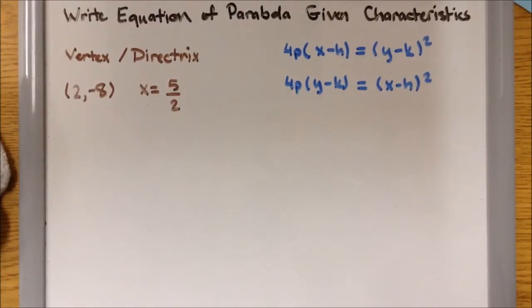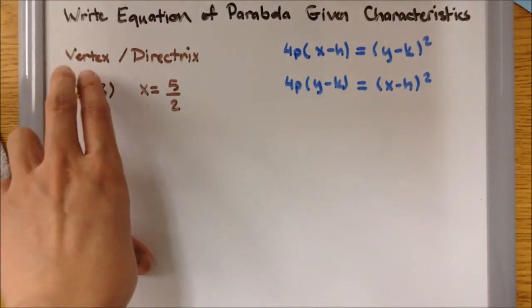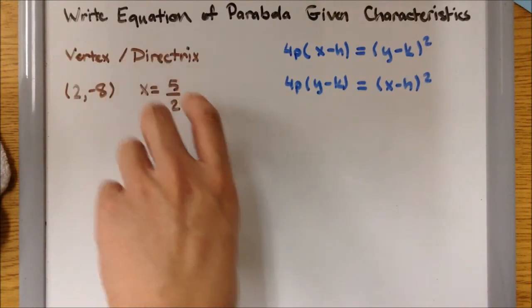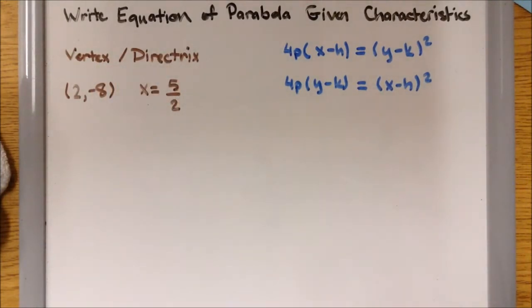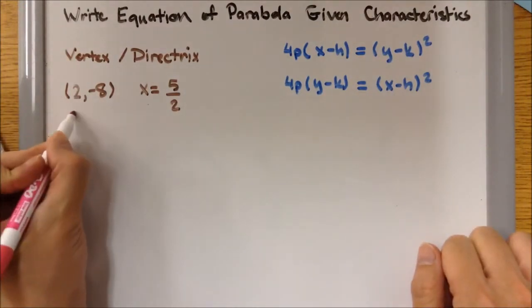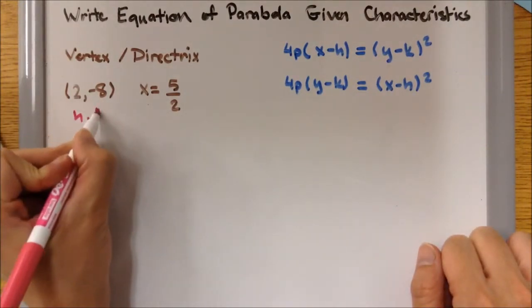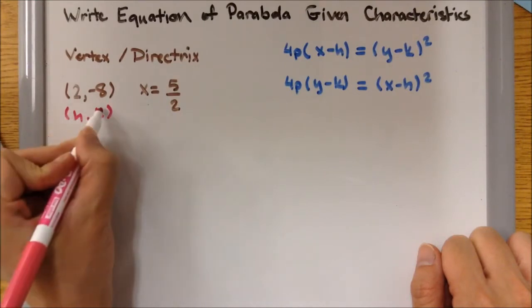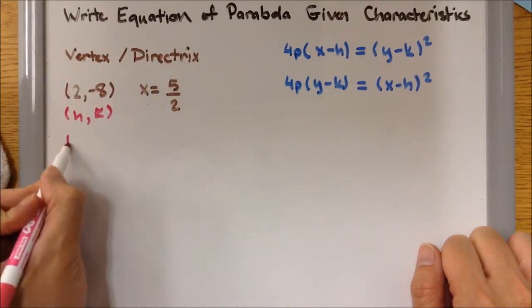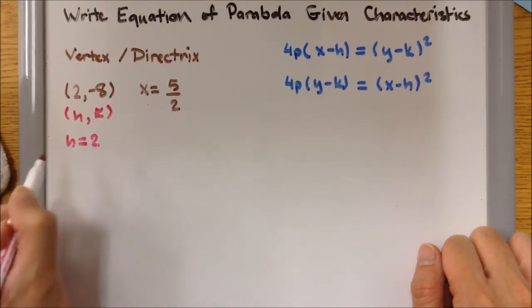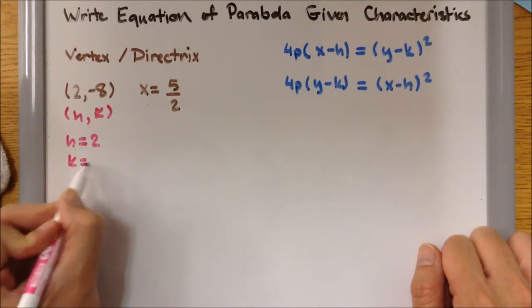Now for this section, you're given a vertex and then a directrix. So let's identify the values, the information that we have. Since we're given the vertex, it will always be (h, k). So therefore my h value is 2, my k value is negative 8.